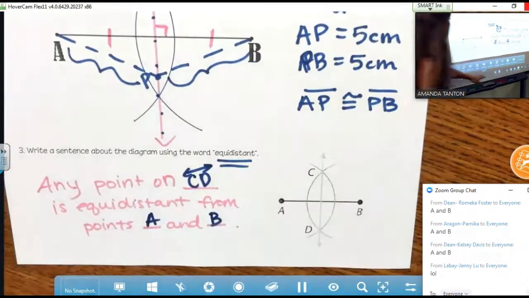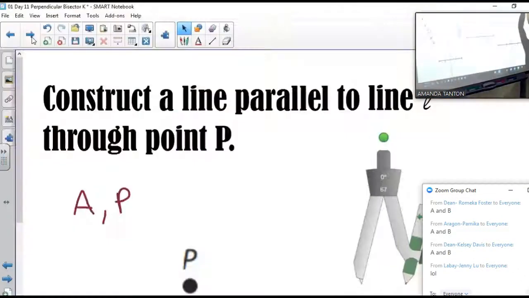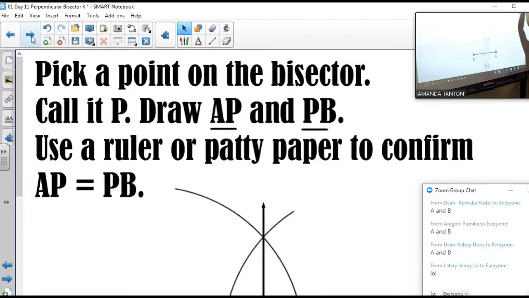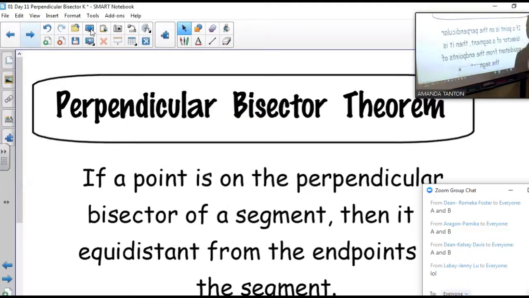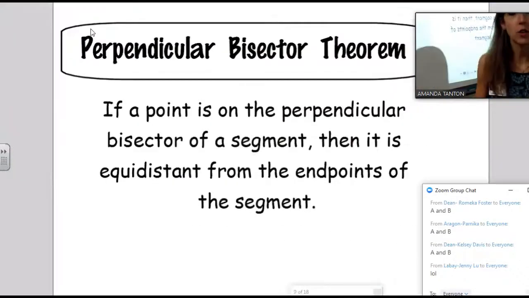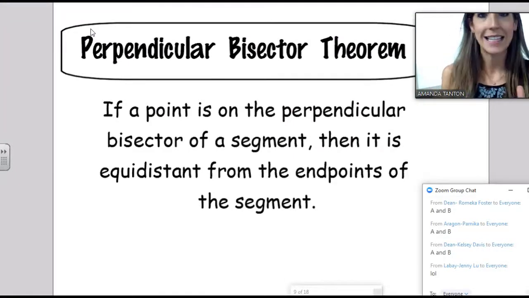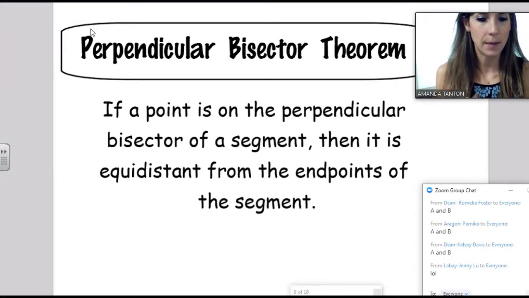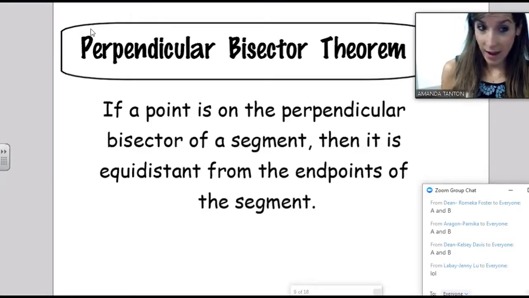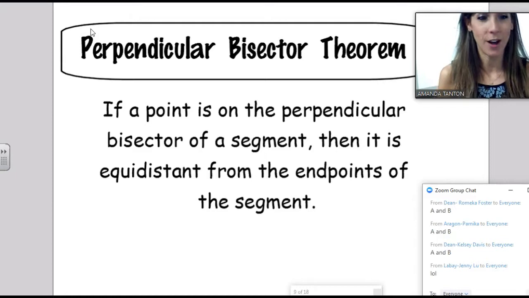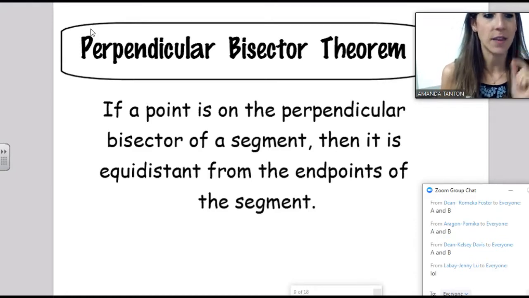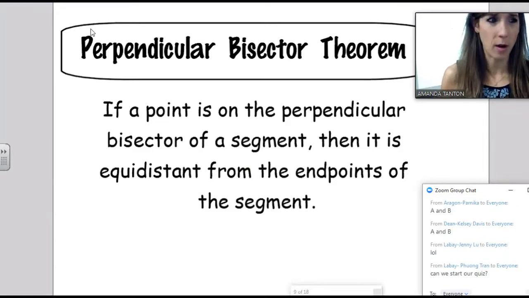All right, that brings us to the perpendicular bisector theorem, which is there. Cool. You don't need to write this down anywhere. Just go ahead and listen. I'm going to give you a piece of paper later that will have this on it. Not today. If a point is on the perpendicular bisector of a segment, then it is equidistant from the endpoints of the segment. And we pretty much just wrote that on our paper already.